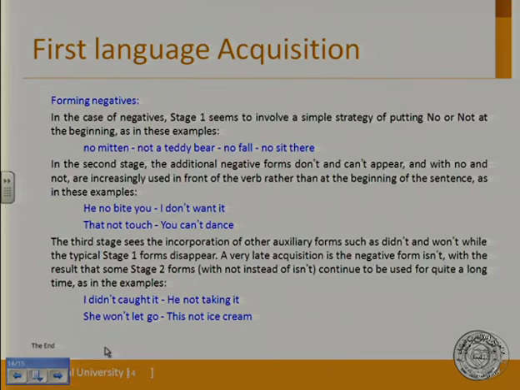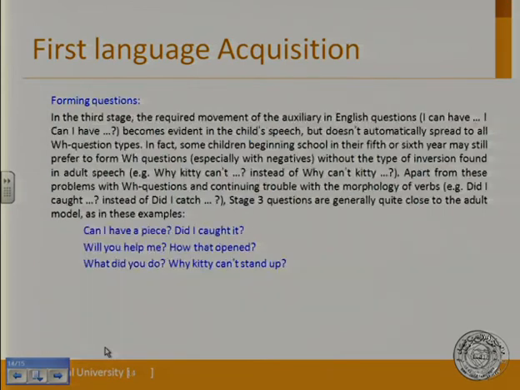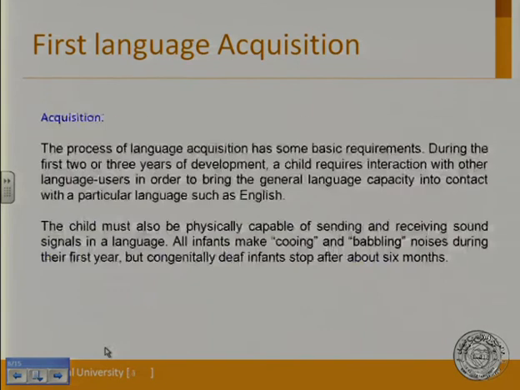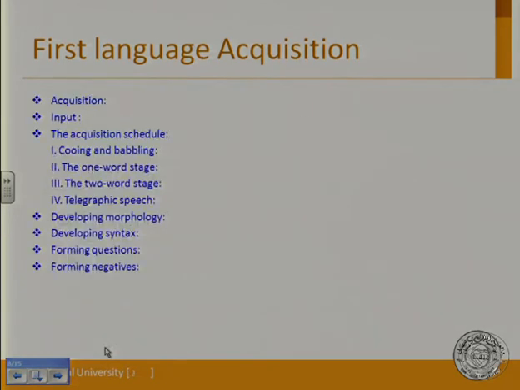Now these are the forming negatives, and let me just summarize what I have presented today, which was about first language acquisition. We talked about acquisition and the input, and also the stages of acquisition, starting with the first stage, cooing and babbling, moving to the second, one word stage, then to the third, 2-word stage, and finally to the fourth, that is telegraphic speech.